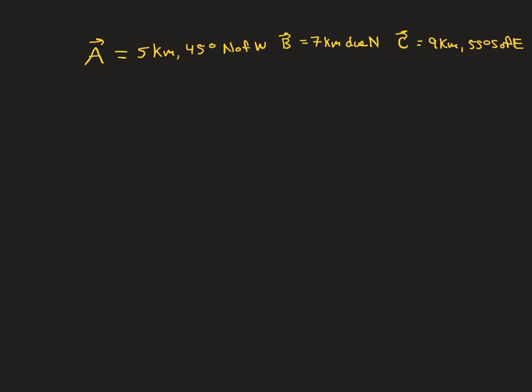Alright, so the first thing I'm going to do is draw my vectors on a coordinate system. So we have north, east, south, west. I use a different color now. So vector A is north of west. So I'm going to go west and sweep north of it. So this is my 45-degree angle in here. This is my 5 kilometers.